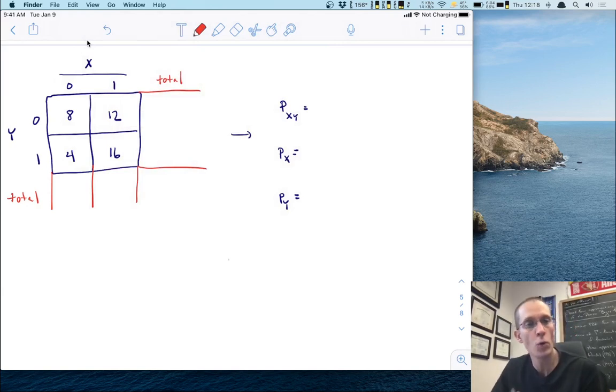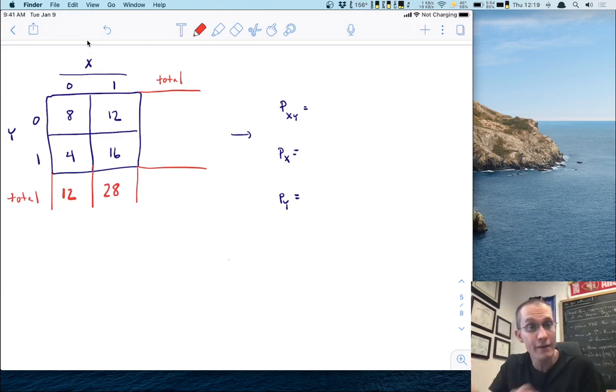I'm going to find my total x's who got a 0 and my total x's who got a 1. So to do that, I'll take 8 plus 4 in this column, and I'll get a total of 12 people who put a 0 on x. And then similarly in this column, I'll take 12 plus 16, and I'll get 28. It's a total of 28 people who scored a 1 on x.